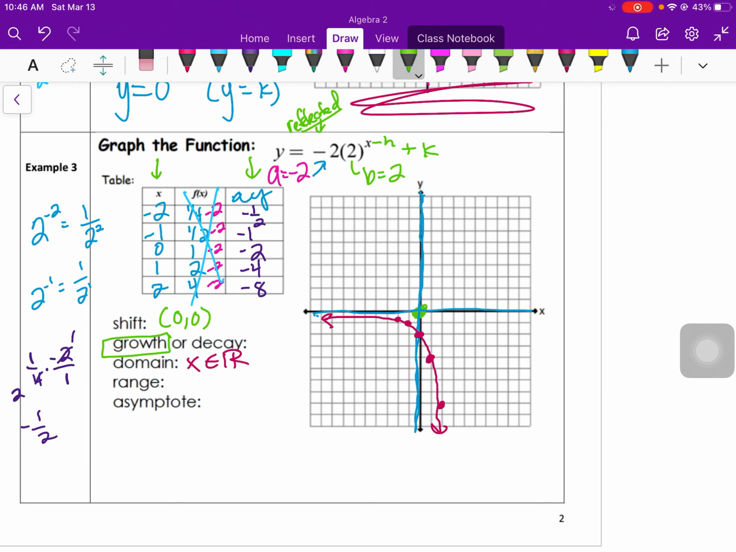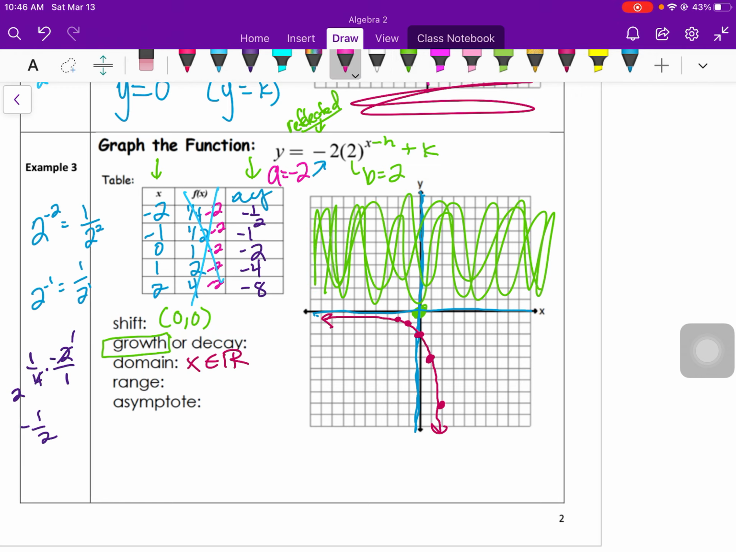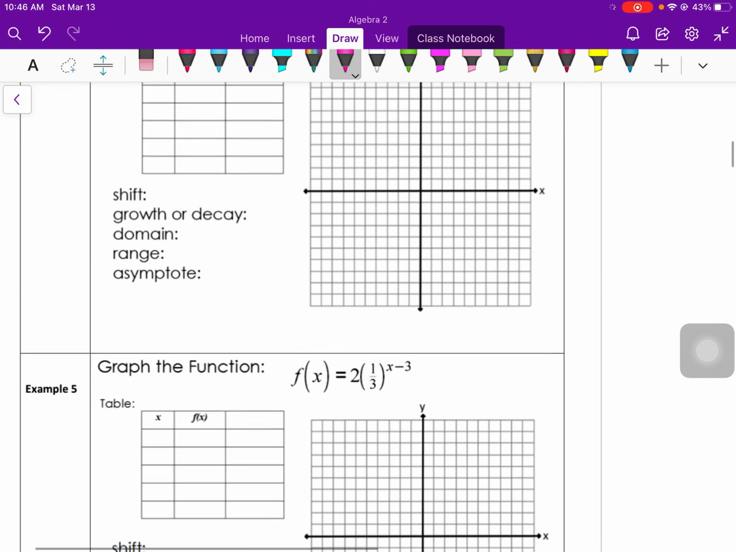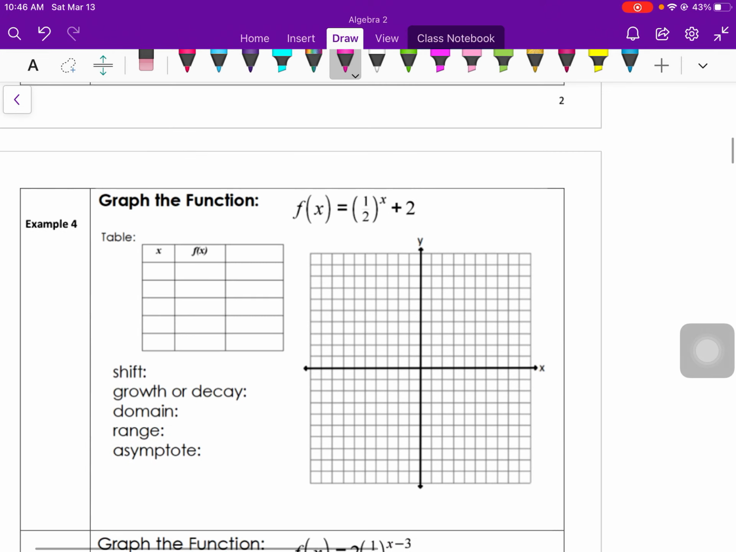This time our y's, our range, they cannot be greater than 0. There's no y's up there. So y has to be less than 0. It's never going to equal 0, but it will approach 0 very, very closely, but it's not going to cross that line. Therefore, our asymptote is y equals 0 again. And that is what our graph looks like. Let's do a couple more examples.